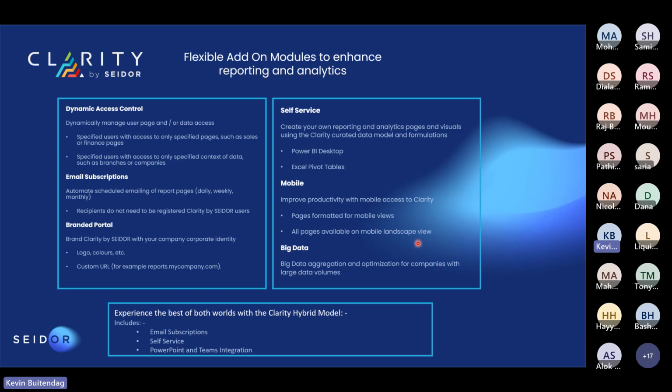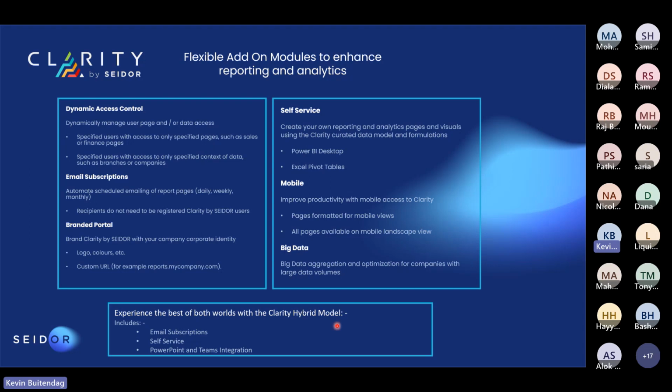We also have a mobile application. There are certain pages in Clarity that have been specifically configured for portrait view on a mobile phone or a mobile device. And also all pages are viewable simply by turning your phone to the side and viewing it in landscape view as well. And then lastly, in the add-on modules, there's a big data module. So this is for clients that have large volumes of data, hundreds of millions of rows, that require specific aggregation and optimization. And we do allow for that to ensure for the correct condensation of the data so that you can view it very quickly.